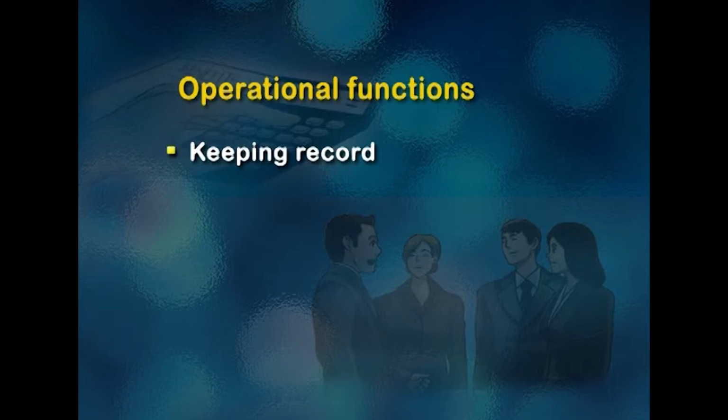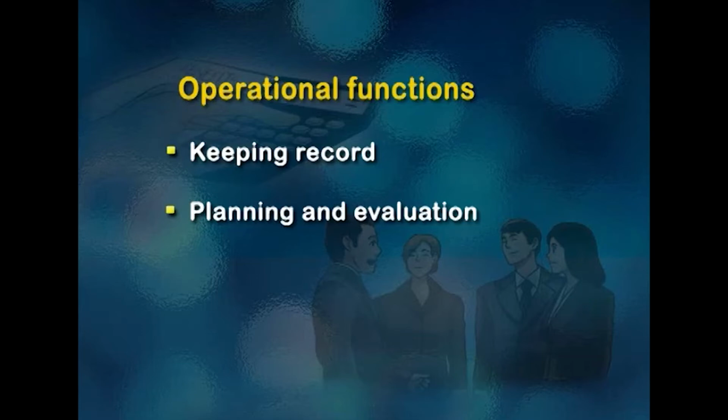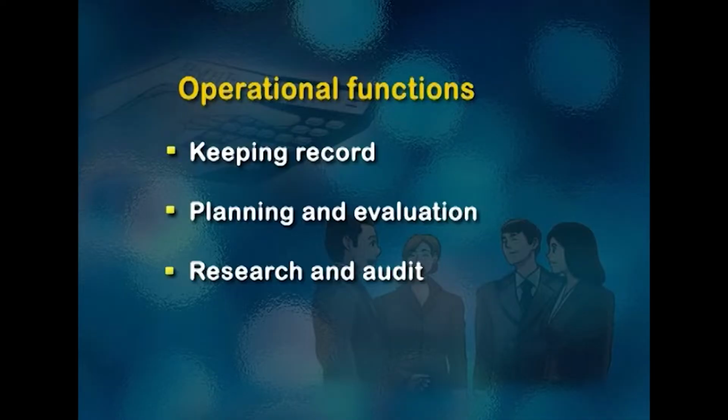Then the fifth one is keeping records. It is very important to keep records in any organization because it involves collecting and recording information concerning the staff of the organization. Then the sixth one is planning and evaluation. It involves evaluation of performance, personnel policy of an organization and its practices, then personnel audit, morale survey and performance appraisals. Then the last one, the seventh, is research and audit. Research in newer motivational techniques and auditing is necessary.